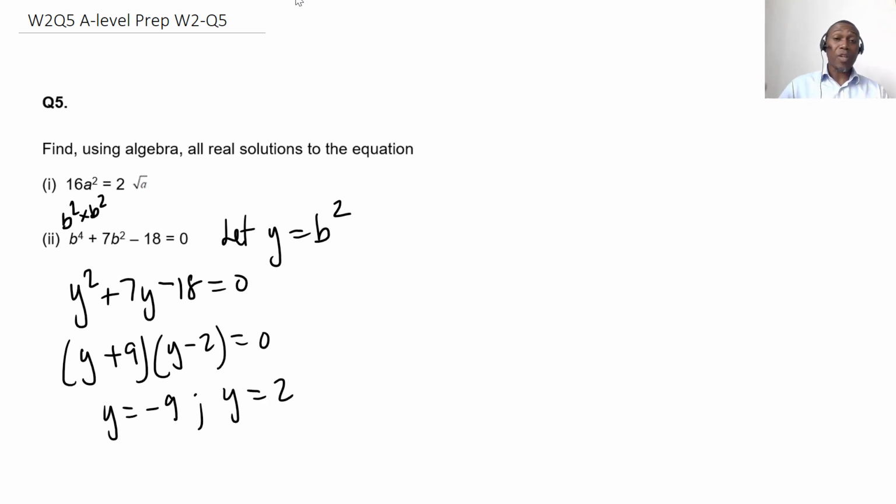But you've got to remind yourself, you're not solving for y. You were asked to find values for b, so we're not done. Now, we've got to remember y is equal to b squared. But hang on, when you square a number, can you ever get a negative? No. So b squared is not equal to minus 9. You've got to write something to indicate that the minus 9 is not valid for the substitution. Okay, b squared not equal to minus 9, no solution.